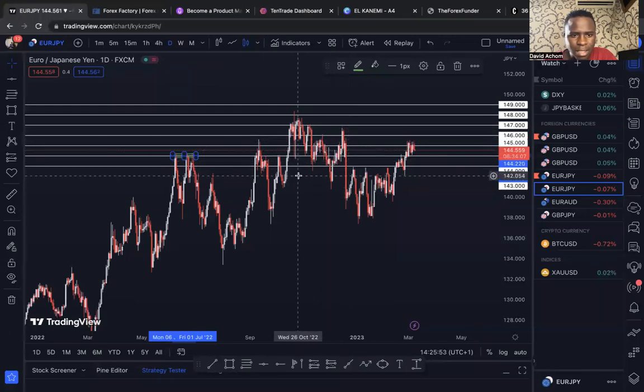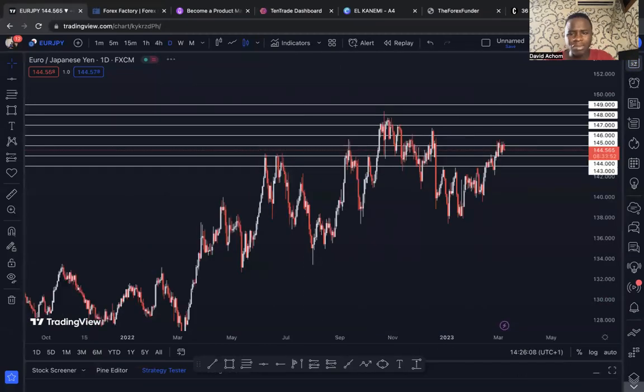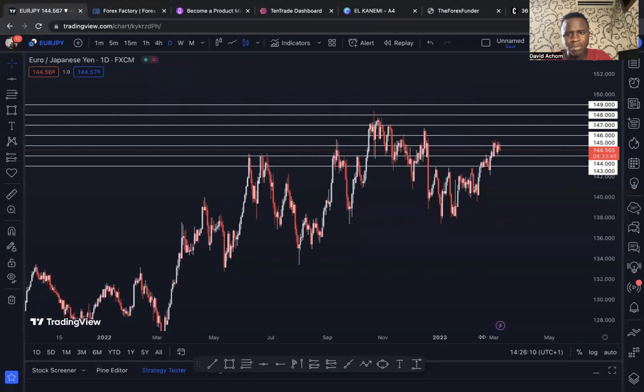Check it. Backtest. Every major move in the market happens at psychological levels. What it means is you need to pay attention to psychological levels. That's pretty much what it means.